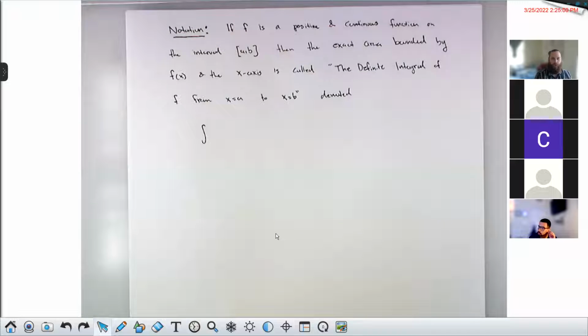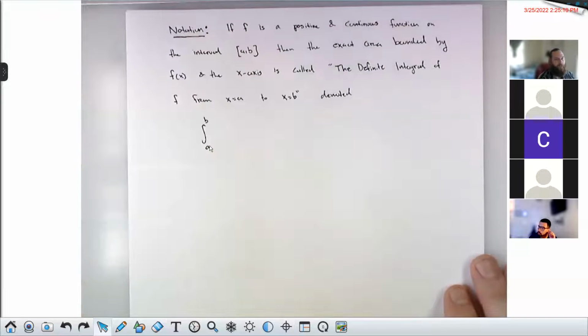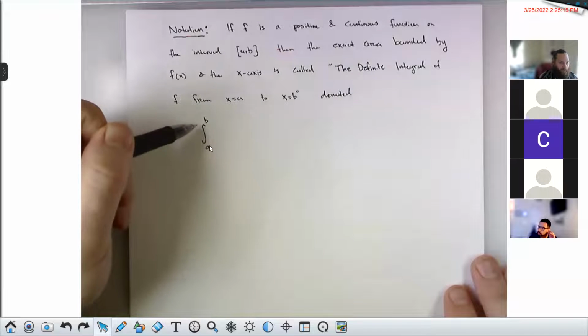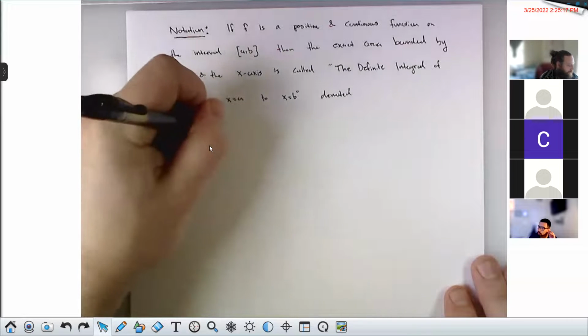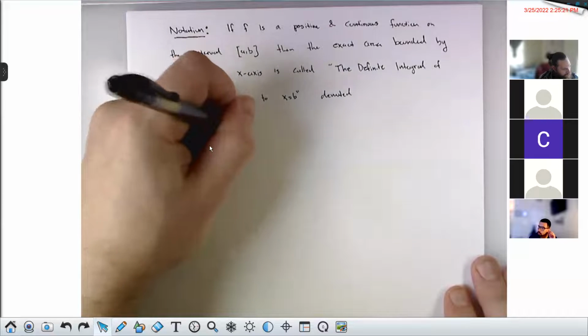This is like a big curly long S, right? Like the letter S from our alphabet. And you put a little a down here and a little b up here. So this is read as the integral from a to b. And then inside here, we write an f of x times dx.